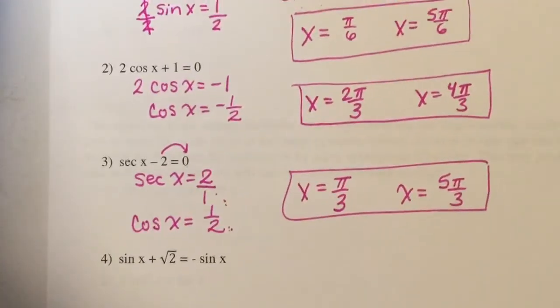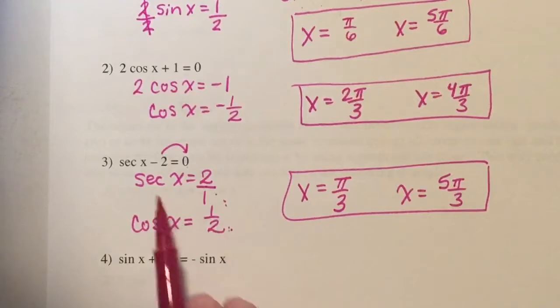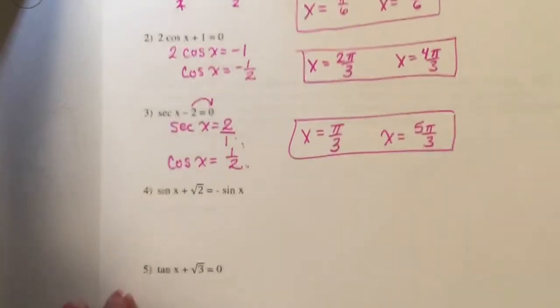Those are the two places on the unit circle where the x value was 1 over 2, meaning the secant, the reciprocal, would have been just a 2. Okay, let's look at the next one.